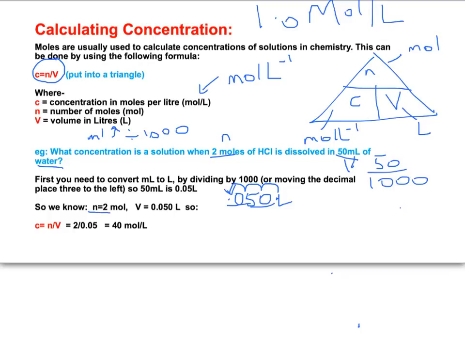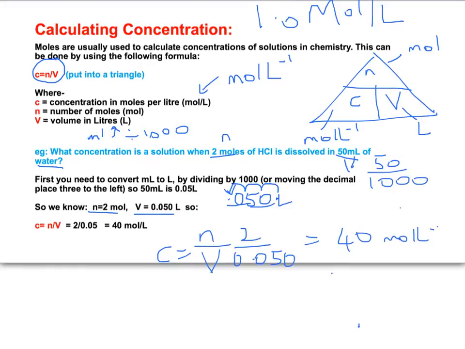So we know our N, we know our V, we put it into the cats equals knocked over vases equation. So we have 2 divided by 0.050 equals the answer of 40 moles per litre.